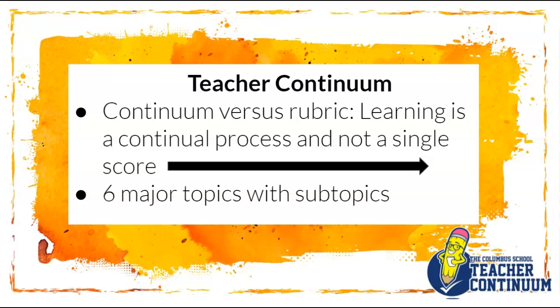The teacher continuum is organized into 6 major topics with subtopics. At the top of each subtopic, you'll find an arrow. This arrow represents the idea that learning is a continual process and not a single score. That's what makes the continuum different than a scoring rubric.